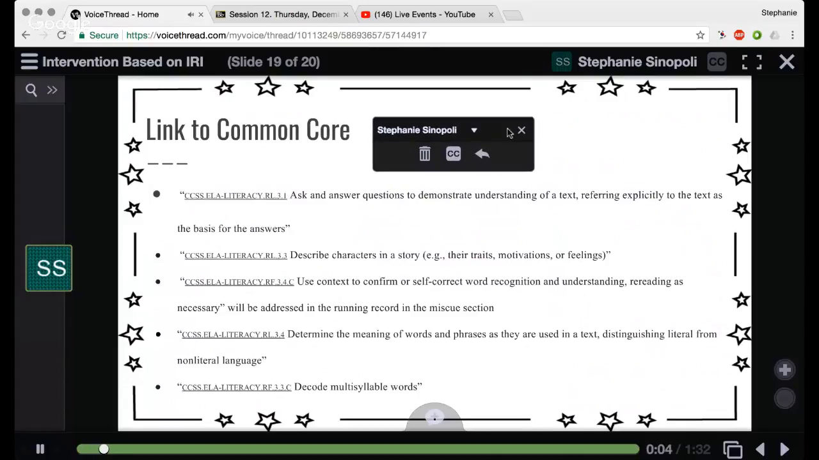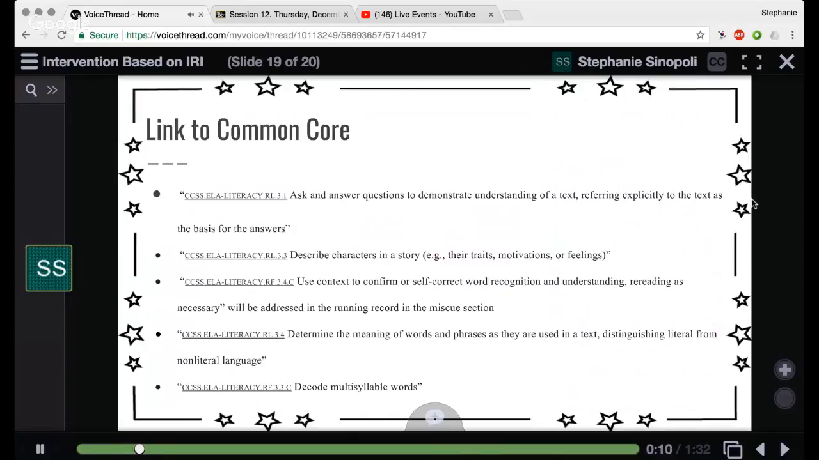So the interventions will be linked to the Common Core standards. The Common Core Standard RL 3.1, ask and answer questions to demonstrate understanding of a text, referring explicitly to the text as a basis for answers. Jackie will do this through the comprehension questions and through QAR, as well as through the comprehension strategy of questioning. And for 3.3, describing characters in a story, Jackie will do this through her retell and story map. For 3.4, Jackie will use context to confirm or self-correct word recognition and understanding.